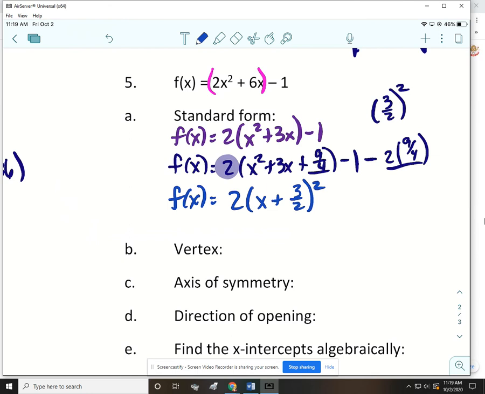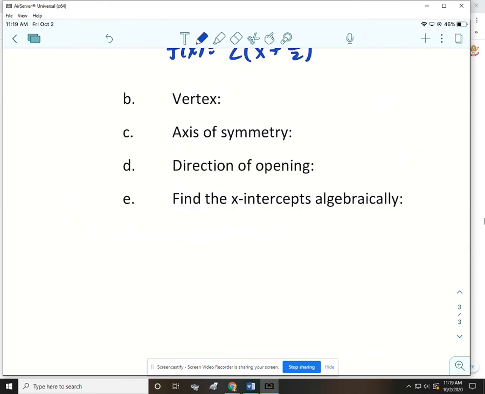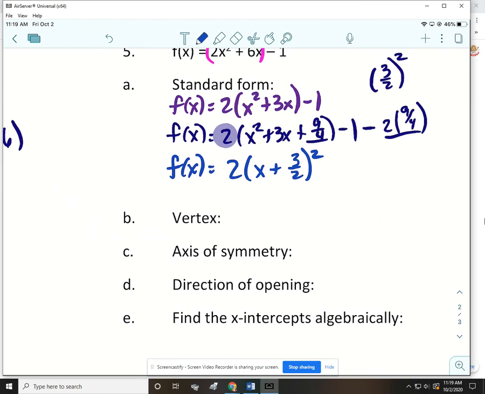All right, so when I multiply 2 times 9/4, I'm going to get 9 halves. And then to subtract those, I need a common denominator. So I'm going to rewrite -1 as -2 halves. So -2 halves minus 9 halves is -11 halves.